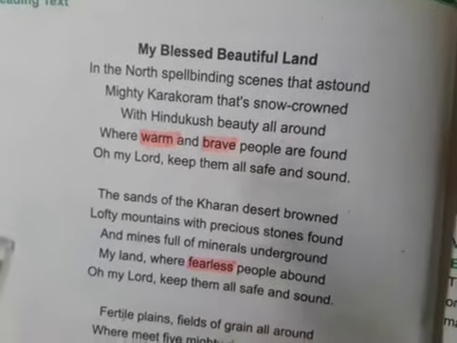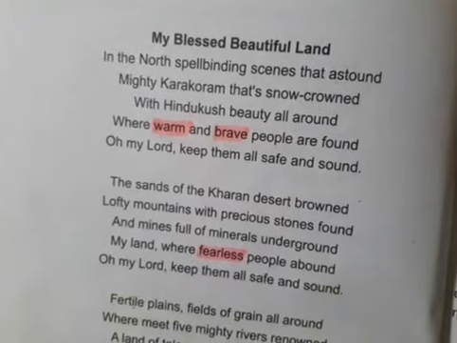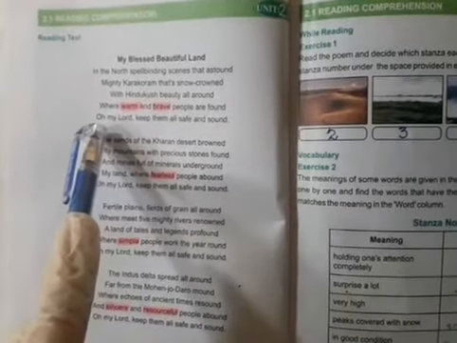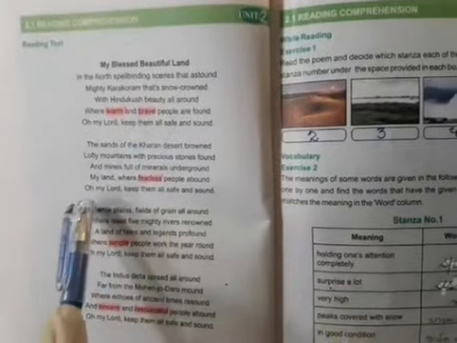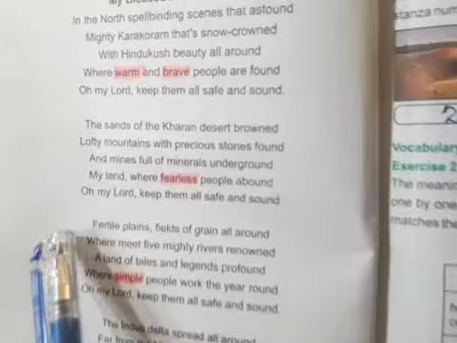In each stanza the poet is discussing the different regions, and along with the regions he is telling us about the dwellers or inhabitants of those regions. In the end, you can see, the last line is repeating in each stanza: "Oh my Lord, keep them all safe and sound." The repeating phrase has a special term. This is called the refrain.